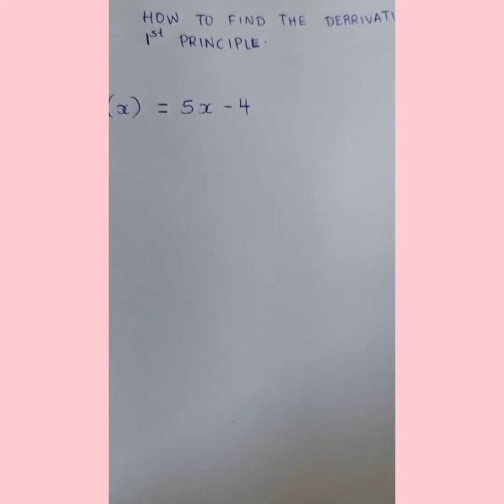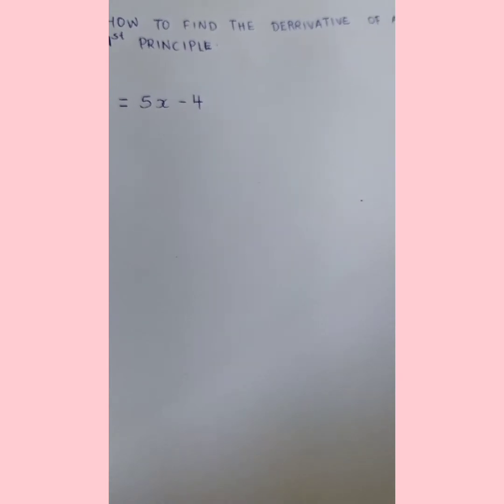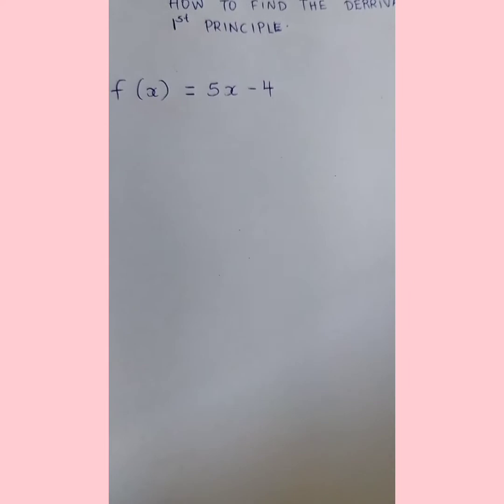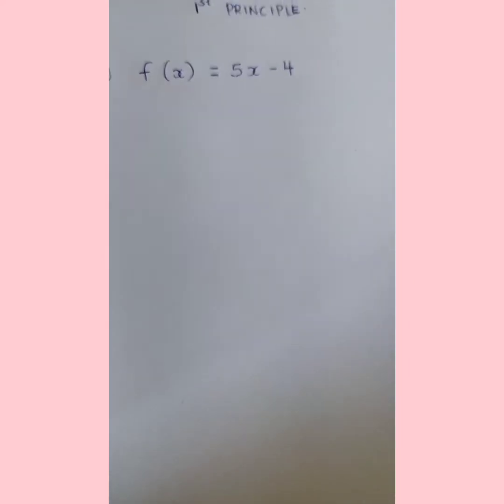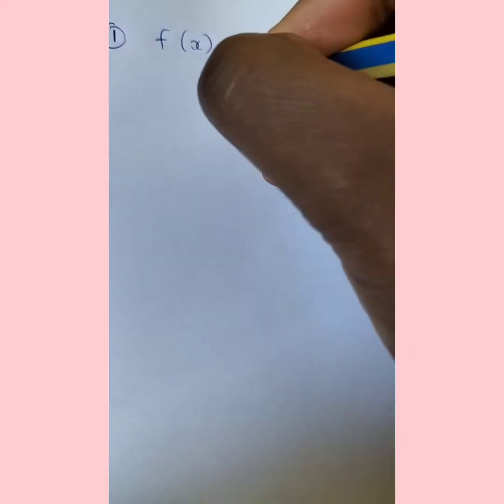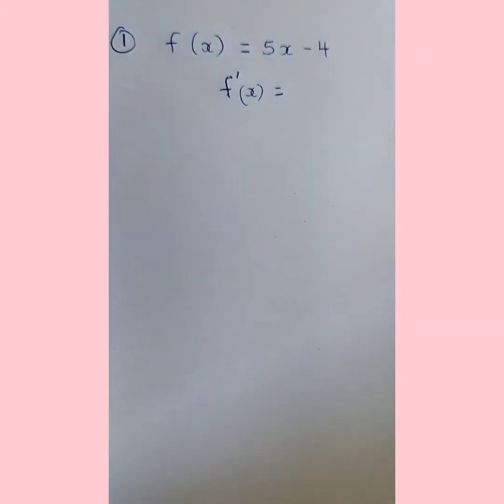So for today, we'll be doing how to find the derivative of a function using first principle. We have this question here. Our first question is the function that maps x to 5x subtract 4. So how do we find the derivative of this function?